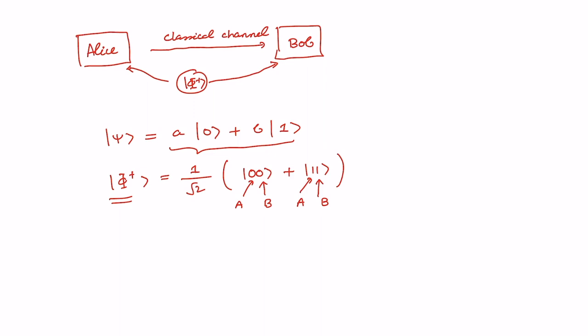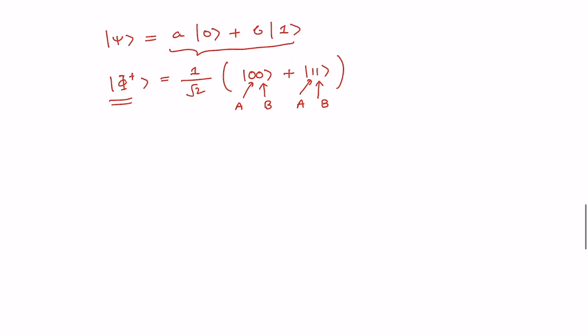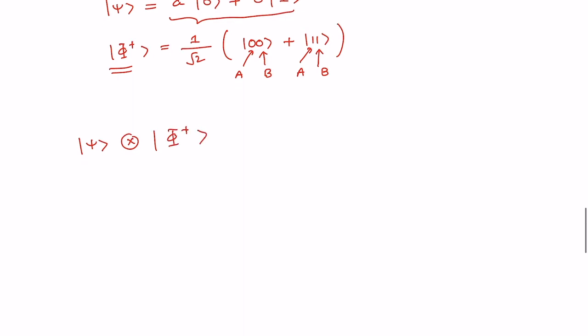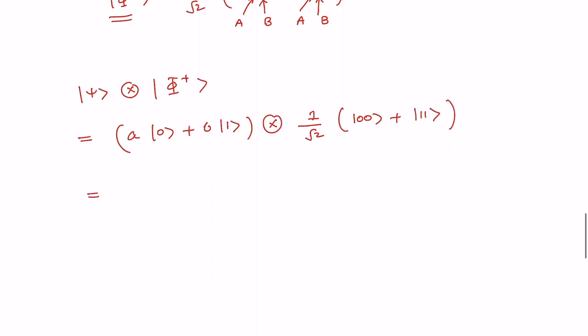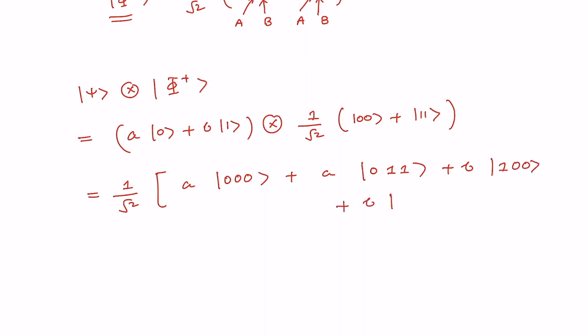So Alice and Bob together start with the state ket psi tensor product ket phi plus. So ket psi is a ket 0 plus b ket 1, and phi plus is 1 by root 2 (ket 00 plus ket 11). If I open it up, you will get 1 by root 2 (a ket 000 plus a ket 011 plus b ket 100 plus b ket 111), right? Now these first two qubits belong to Alice, and this third one belongs to Bob.